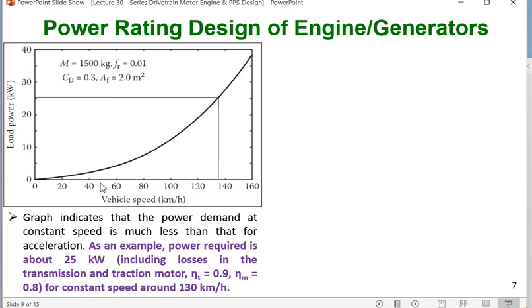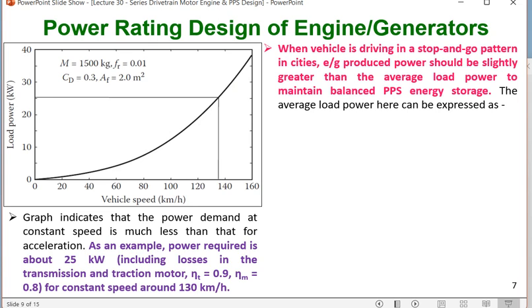So if the average speed is around 130 km per hour, in that case the vehicle will run smoothly without troubling the PPS source or engine generator source much. Even if the vehicle mass is 1500 kg, the acceleration will happen in a constant way. The velocity of the vehicle will be constant. But when the vehicle is driving in a stop-go pattern in cities, the engine-produced power should be slightly greater than the average load power to maintain the balanced PPS energy storage.